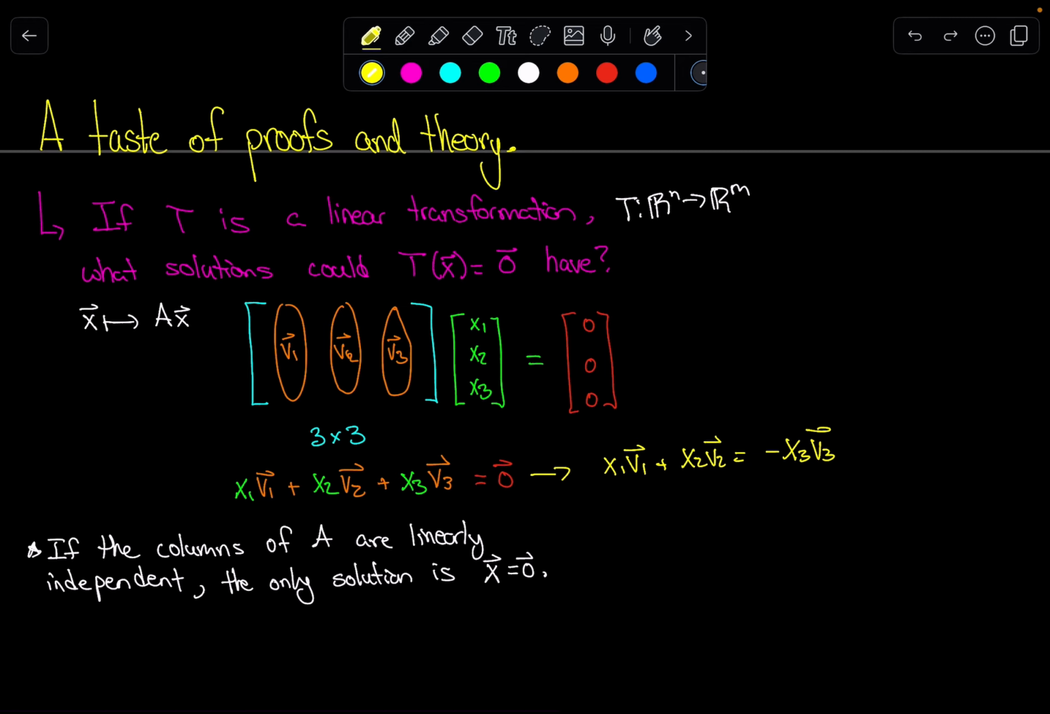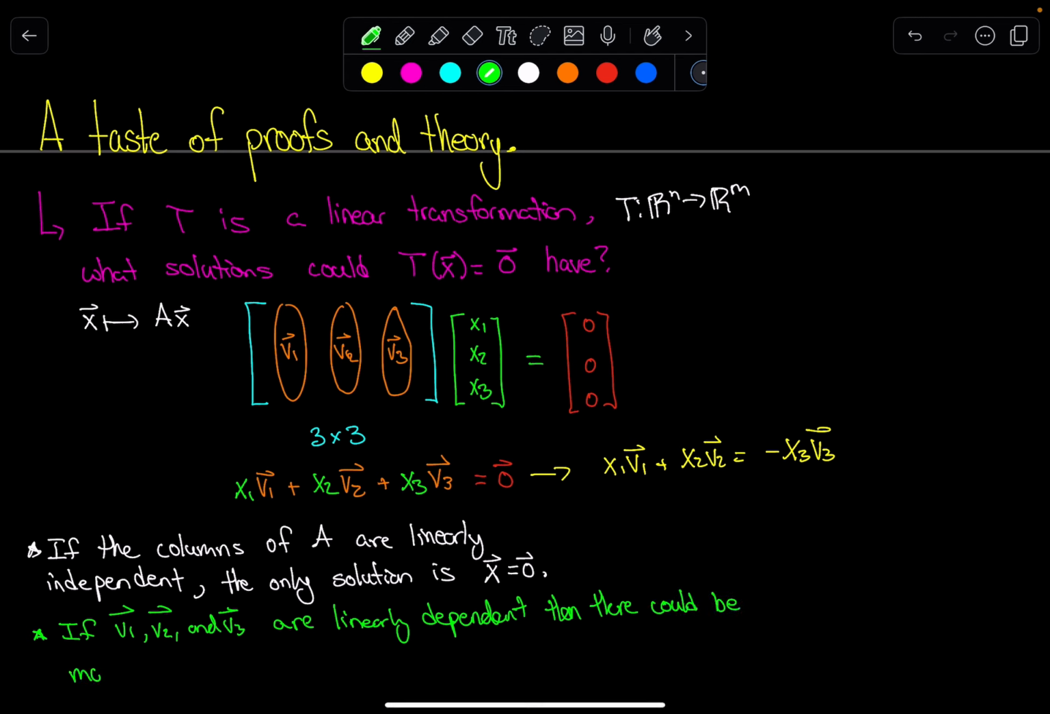Okay, cool. So what else does that tell us? Well, what if they aren't linearly independent? That's a fair thing to say. If v1, v2, and v3 are not linearly independent, that is, they are linearly dependent, then there could be more than just the trivial solution.